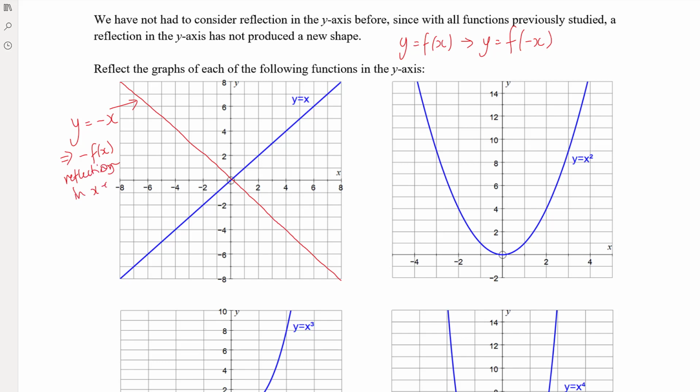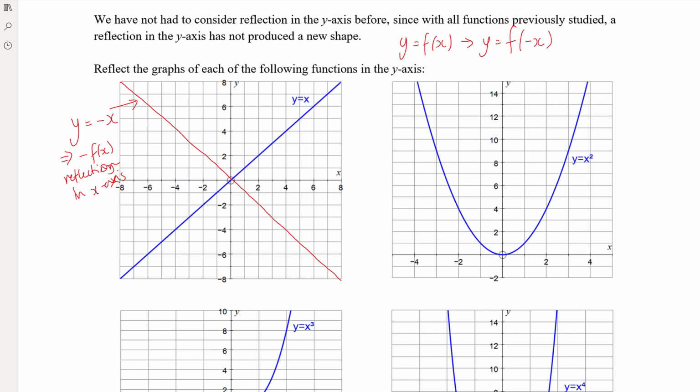in the x-axis. So we already know how to reflect a graph in the x-axis, and for the straight line, that gives me the same thing as if I reflected in the y-axis. So I don't need to understand y-axis reflection when I'm dealing with linear graphs. Okay, we can always think about them as x-axis reflections.